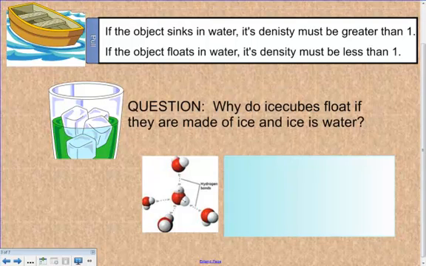I know you really want to see what's under the blue box, but like icebergs, why are they floating in water? Why are ice cubes floating in water? They're made of the same exact substance. So tell me about that and come talk to me about it. Let me see if you are on the right track.